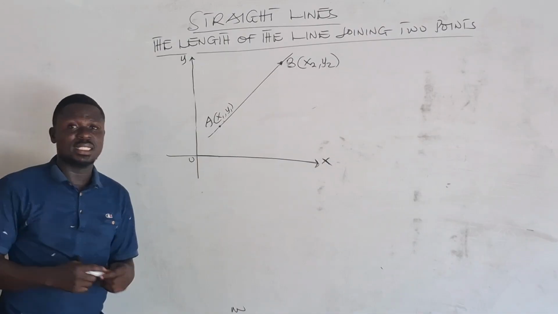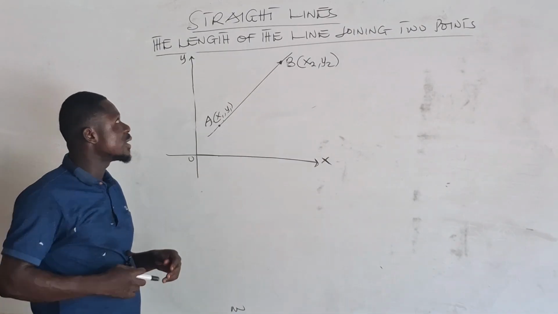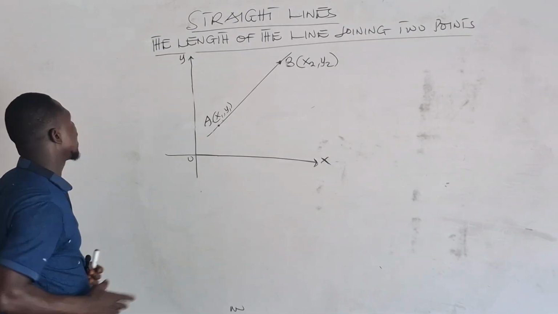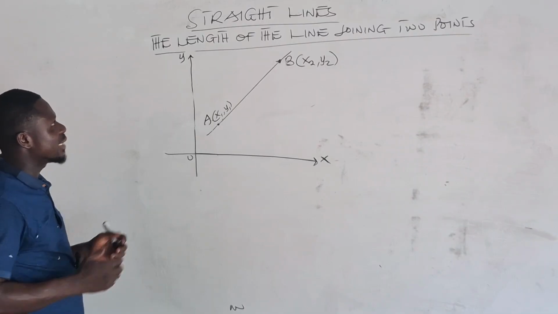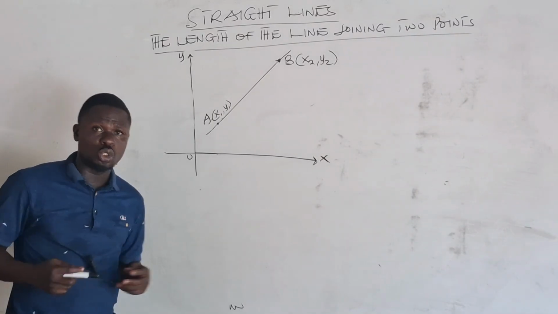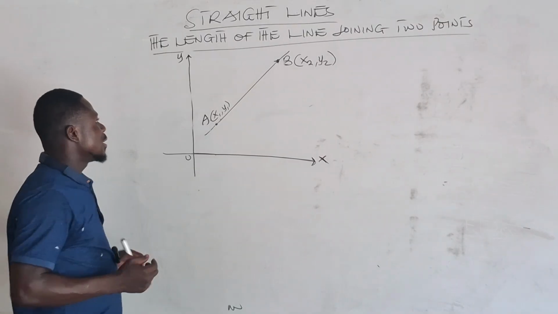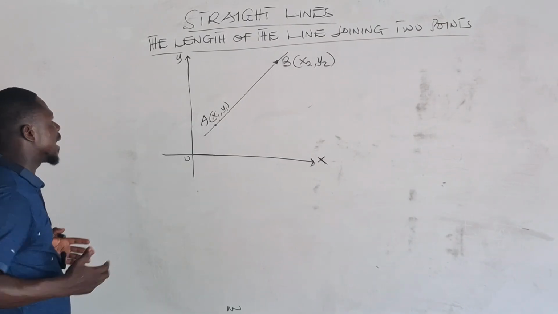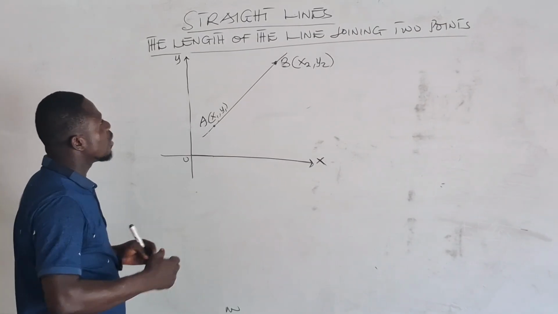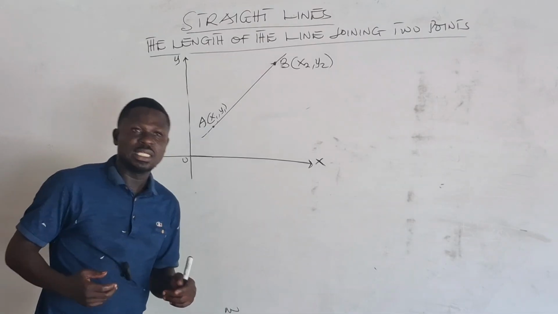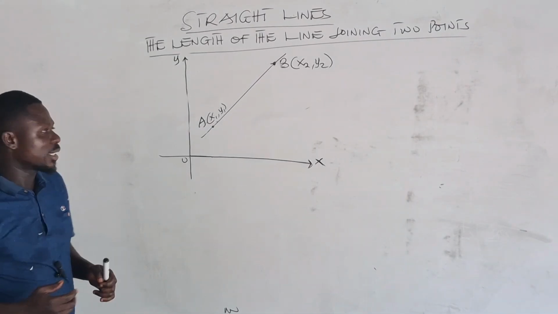In today's lesson, we're going to look at straight lines. Specifically, we're going to learn the length of the line joining 2 points. Before we go into it, let's see how the formula for finding the length of the line joining 2 points is derived.